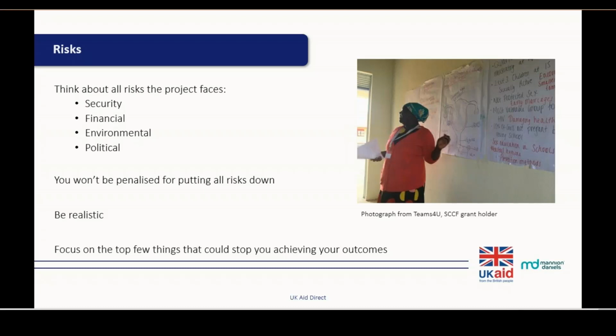So you need to be thinking about the risks the project faces. That could be security risks, it could be financial, it could be environmental, it could be political. Do be realistic. When you identify a risk, you need to put down a mitigation strategy for that risk. What would you do if that risk occurs, and how would you adapt the project to ensure that it remains on track?